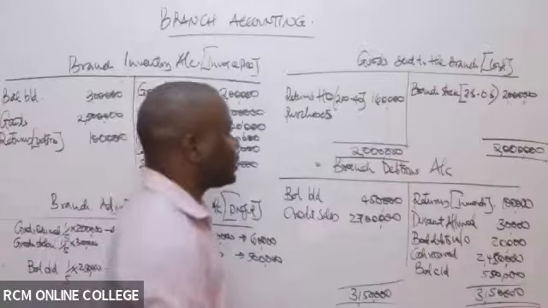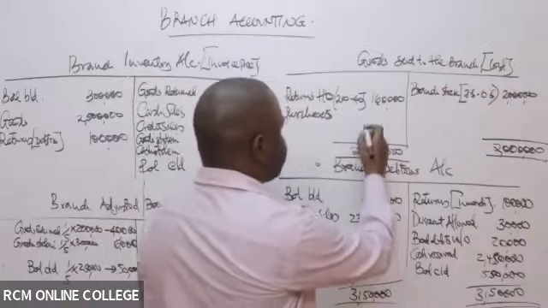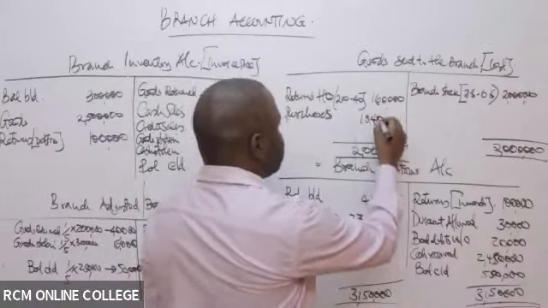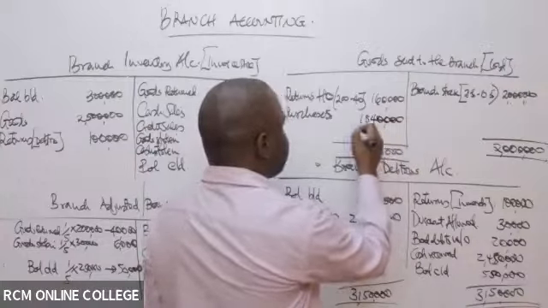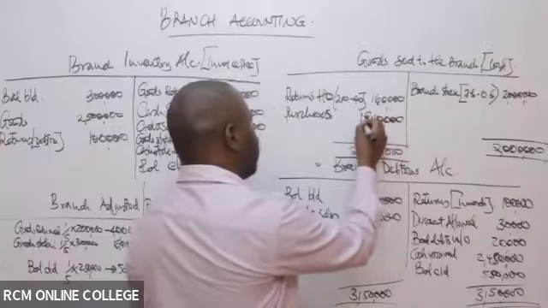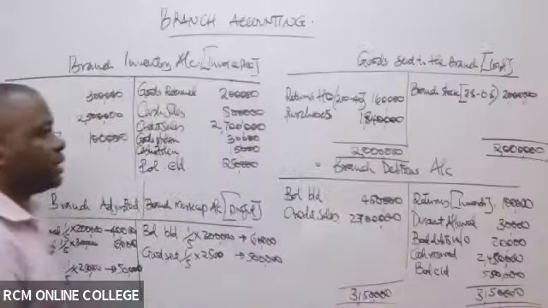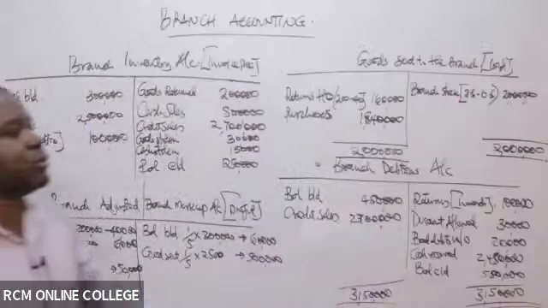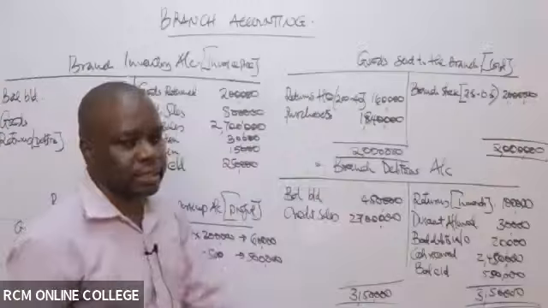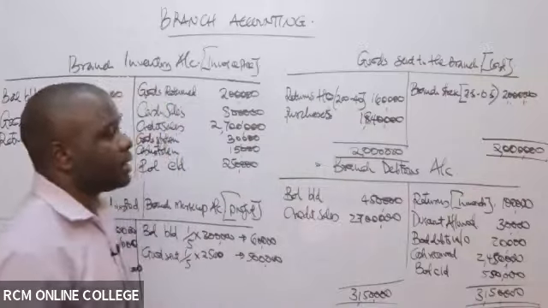In this case, you're getting how much? I think 2 million minus this, you get 1,840. So that's what you have to realize or discover now, that the balancing figure in the goods sent to the branch will be the purchases for that branch.